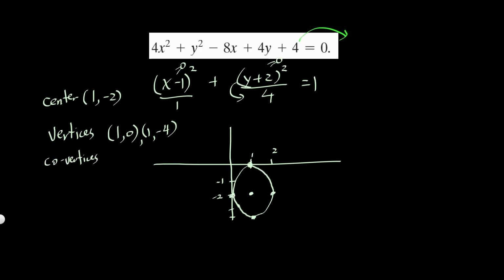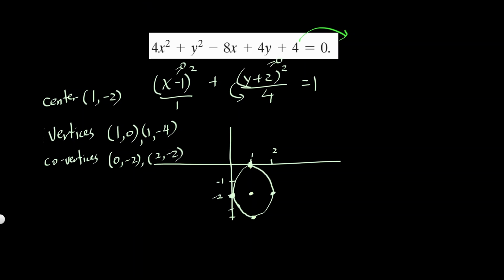Co-vertices are these 2 points right there. Let's label that. It's going to be 0 comma negative 2 and 2 comma negative 2 right there. Let's find the 2 foci. Remember, foci are always on the longer axis, so it should be here and here somewhere.